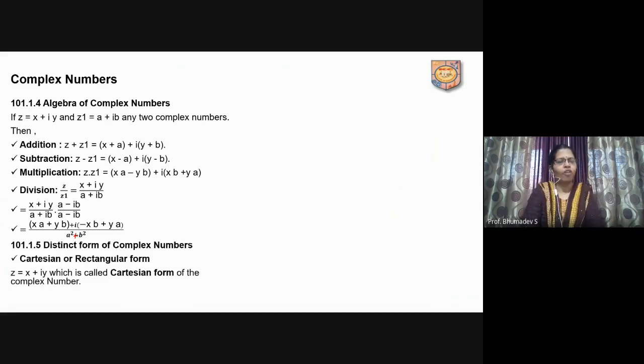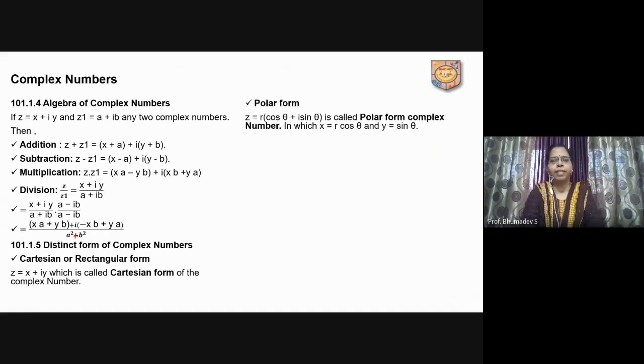A distinct form of complex numbers: we have the Cartesian, otherwise rectangular form, which is z equals x plus iy. This is called the Cartesian form of the complex number. And the polar representation, which is z equals r into cos theta plus i sin theta, is called the polar form of the complex number, in which x can be written as r cos theta and y can be written as r sin theta.